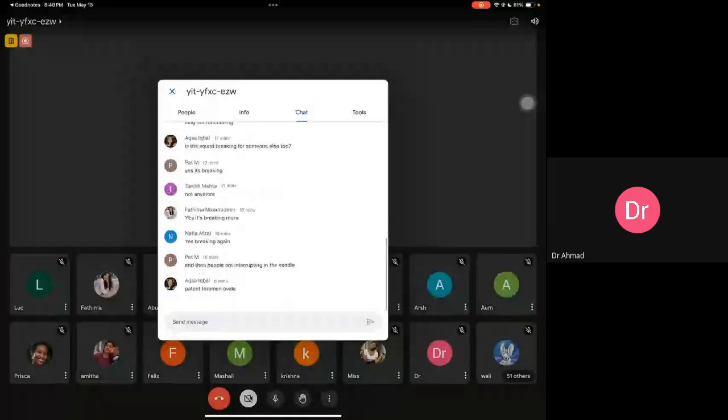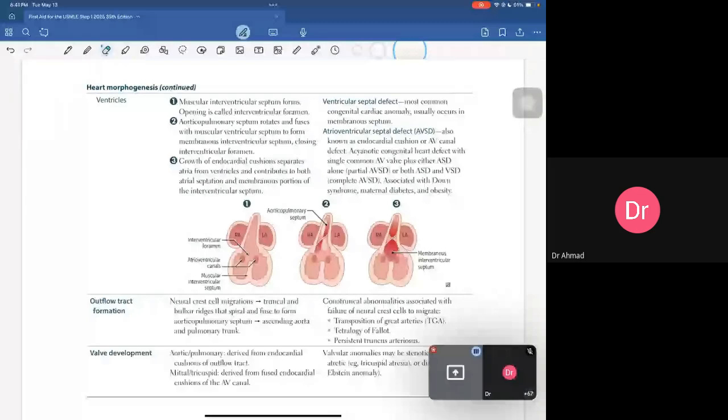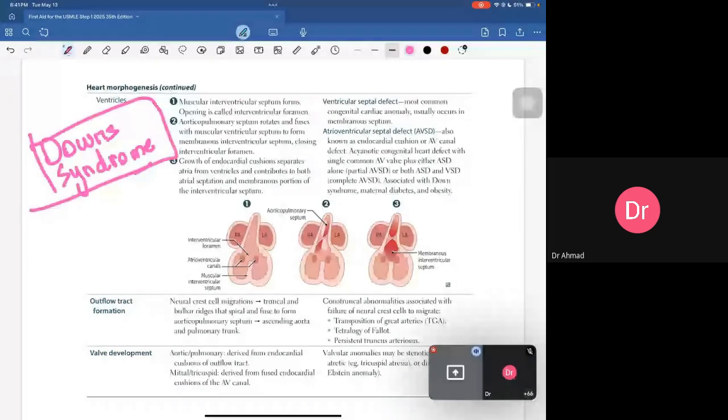Okay. So now the most important thing is that these endocardial cushions are important due to a disease, a very famous disease, and the disease is Down syndrome. So in Down syndrome, there is a trisomy of chromosome 21, and these people have a lot of problems. But the one thing that you want to remember is that USMLEs love to integrate different systems and different concepts. And Down syndrome is a prime example of that.